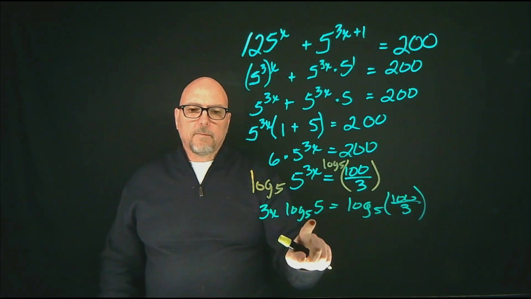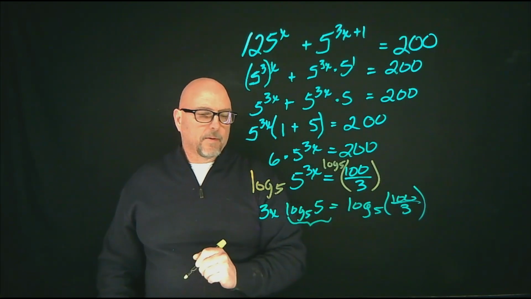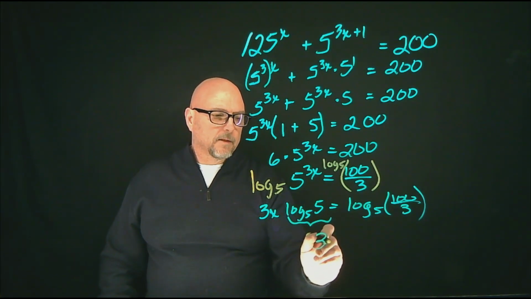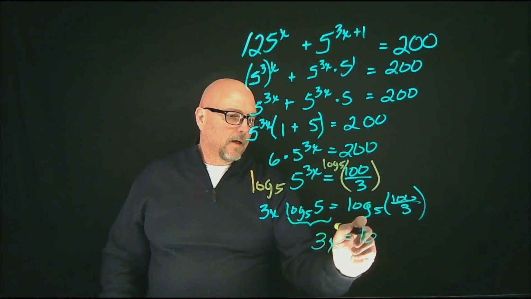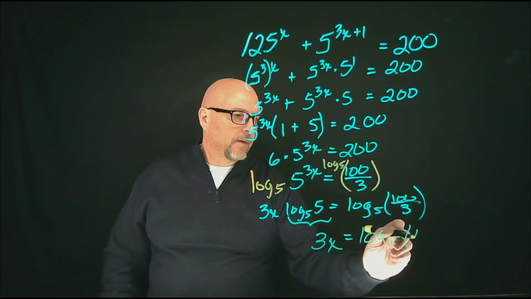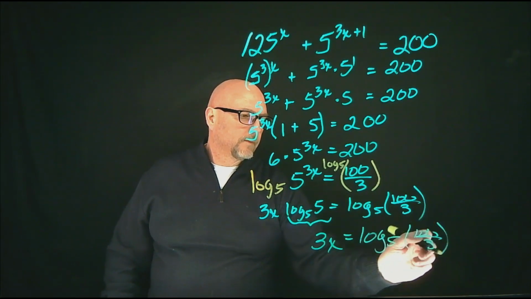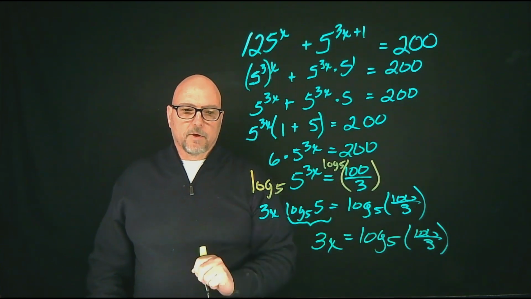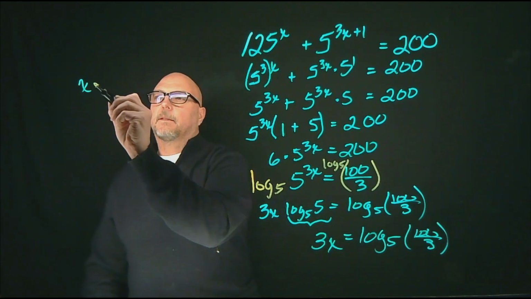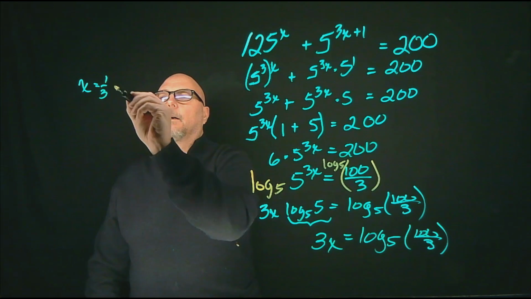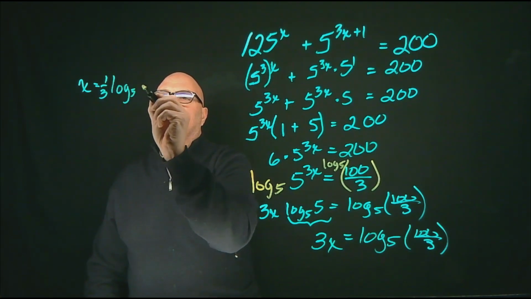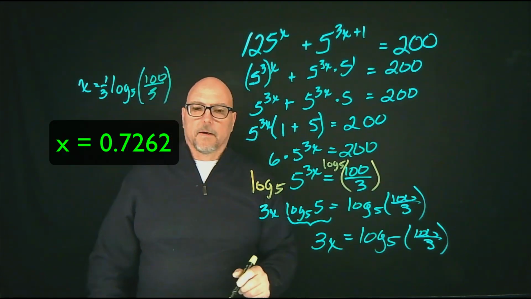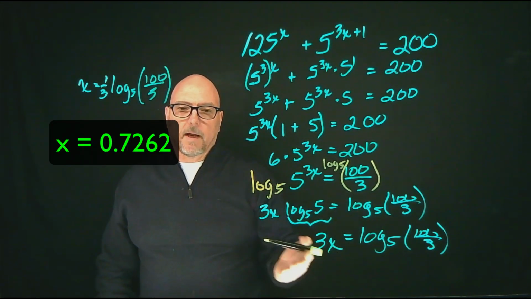All right, so the log base 5 of 5, that's another property of logarithms. That just equals 1. So 3x times 1 is our 3x. So we'll have 3x equals log base 5 of 100 thirds, sorry. So I would now multiply both sides of this equation by a third. So I'd have that my x equals 1/3 log base 5 of 100 thirds. Put a parenthesis there. So that is a short way of solving this.